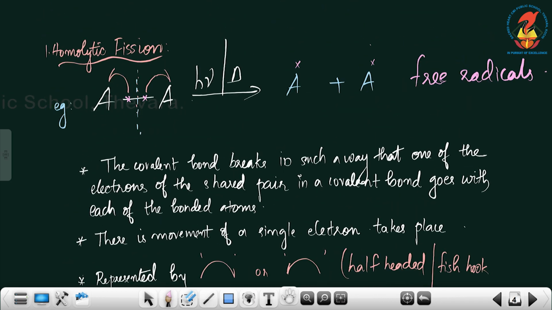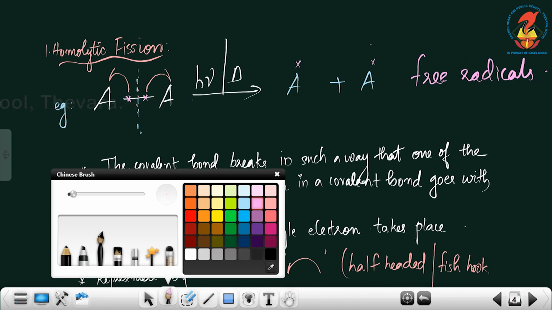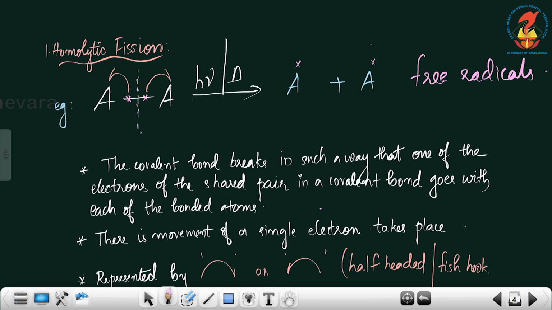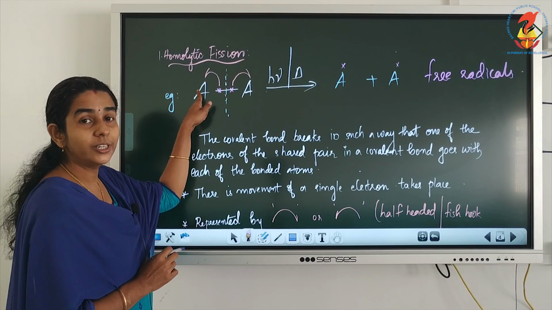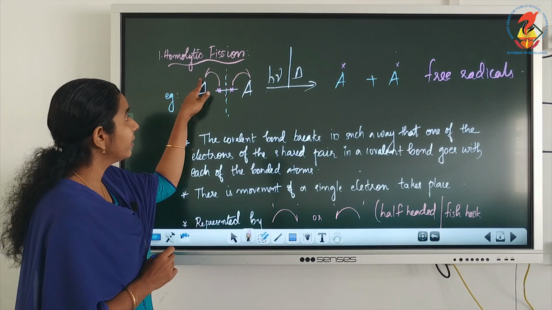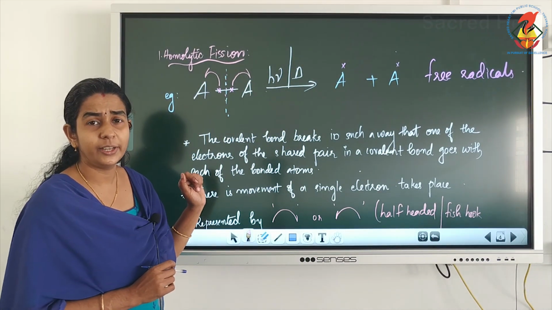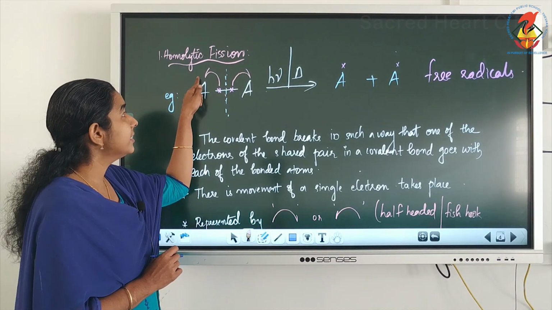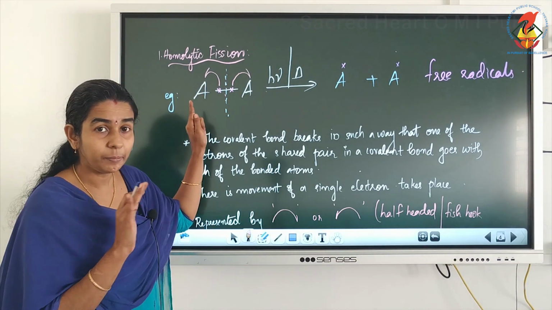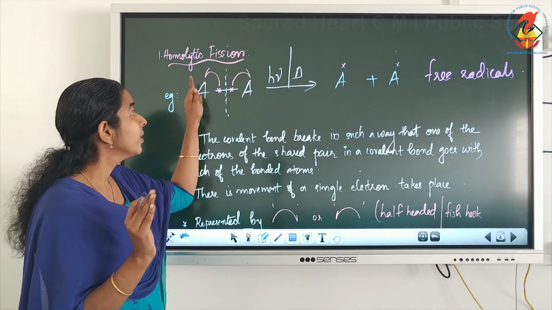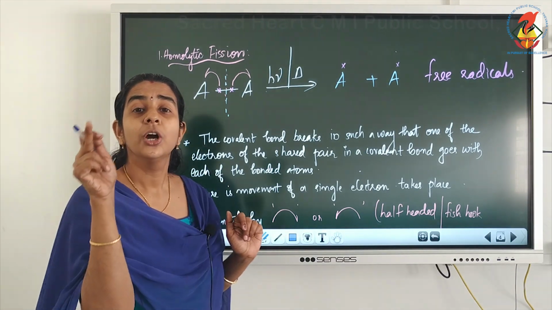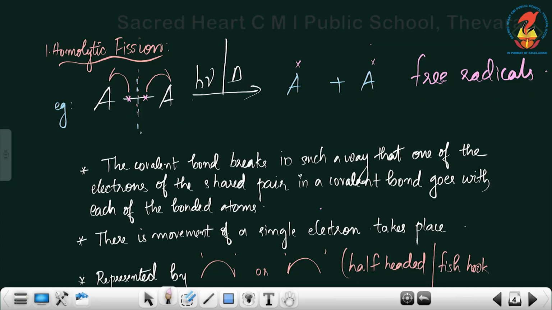That is clear from this equation. There is movement of only one electron towards each atom. That is why we are using only a half arrow. What is the shape of this arrow? This is a half-headed arrow, not a complete arrow, or we can say it is a fish hook-like structure.